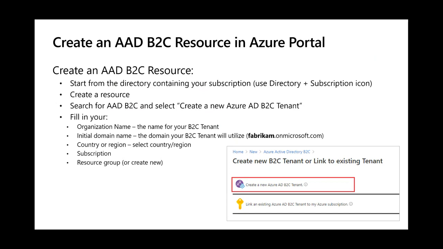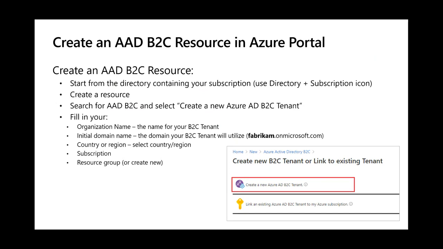You'll see the organization name, which should be the name of your B2C tenant. You'll see the initial domain name, which is the domain they'll utilize to host those pages on the B2C side. An example is typically like our fabricam.onmicrosoft.com, but I believe the default will be the B2C login.com suffix. You then set your country or region, and you have an opportunity to add your subscription here. And you can also add a resource group or choose to create a new resource group if needed.